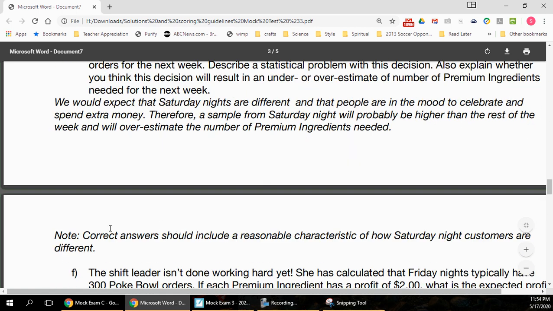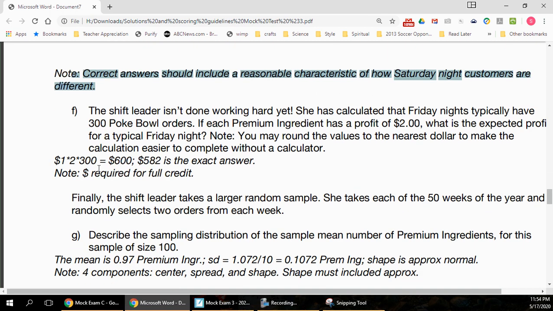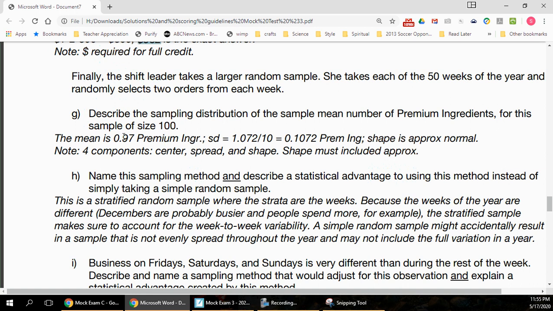Letter E, they said no, correct answers should include a reasonable characteristic of how Saturday night customers are different. Your explanation may be different than mine, and you may even assume the bias is going the opposite direction, as long as you've understood that there could be a bias that Saturdays are not representative, and here's what it might do to my estimate. On letter F, Mr. Dirksen said we wanted to have a dollar sign on there for full credit. Great idea. We don't want so-called naked numbers. We always want context, units if they exist. Dollar signs are great.